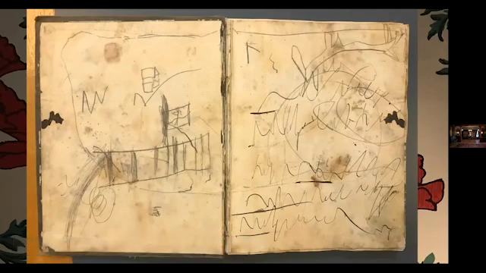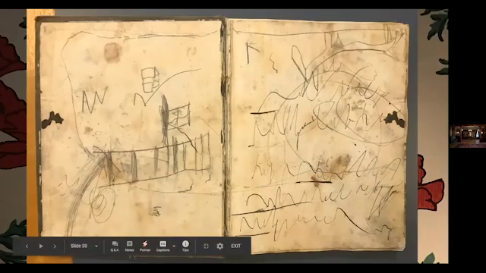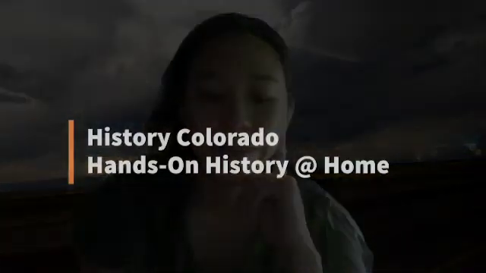This kind of work is something that History Colorado is doing right now, and they're looking for volunteers to help out with this stuff, to actually transcribe letters and writings of people from hundreds of years ago, which is pretty amazing.